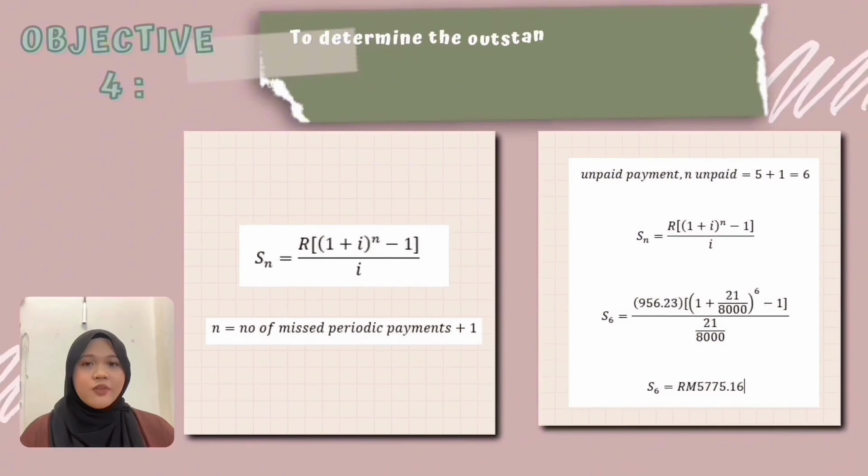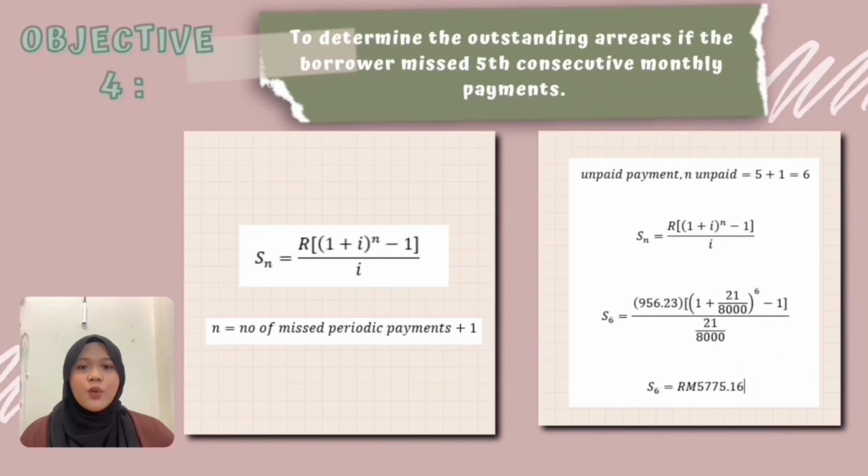Moving to our last objective. To solve this, we are using a formula where S_n is equal to R multiplied by the difference between 1 plus i raised to the power of n and 1, and then divided by i. In this case, n is the number of missed periodic payments plus 1. Firstly, we are finding n unpaid, which is 5 plus 1, equal to 6.